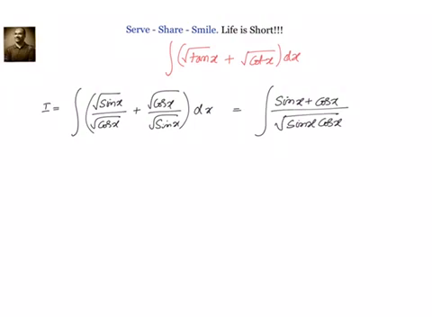Now our logic should be to think what I need to take t so that the numerator will be going away. So that means what function derivative is sin x plus cos x? Now if I take t equal to sin x minus cos x, then differentiate it, we will have dt equal to cos x plus sin x dx. Now you see very clearly that the numerator can be written as dt.